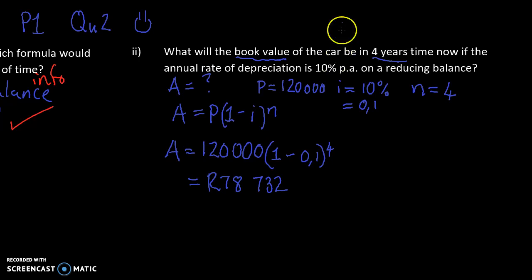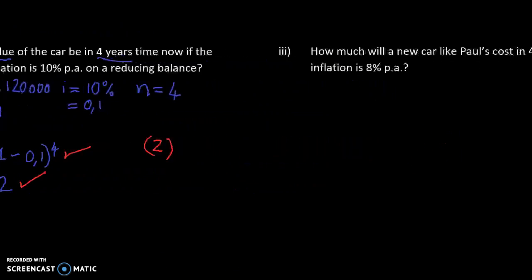78,732 Rand. In terms of marks, you're going to get 1 mark for doing all of your substitution correctly, and then 1 mark for the answer. And that's it. 2 marks, and they're 2 easy marks again.